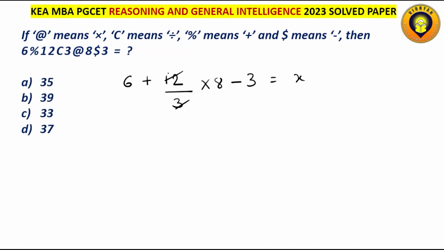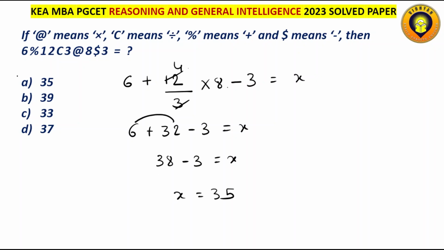So 3 4s are 12, 8 4s are 32. So you have to use BODMAS. Okay, multiply first, then add, then subtract. So 6 plus 8 4s are 32, minus 3 equals x. So 6 plus 32 is 38, minus 3 equals x. So the x value is 38 minus 3, which is 35. Option A is the right answer.